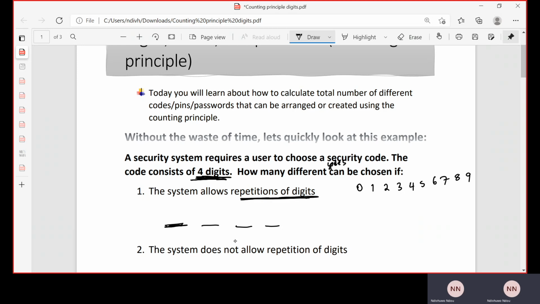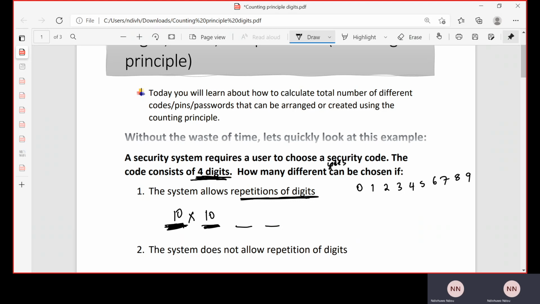So if the system allows a repetition of digits, what does it mean? In the first position, how many choices do you have? You can choose 0, 1, 2, 3, 4, 5, 6, 7, 8, 9, so you have 10 choices in the first position. Let's move to the second position. The system allows a repetition of digits. It means the digit that we selected in the first space, we can also select again in this space. So in total, we still have 10 choices.